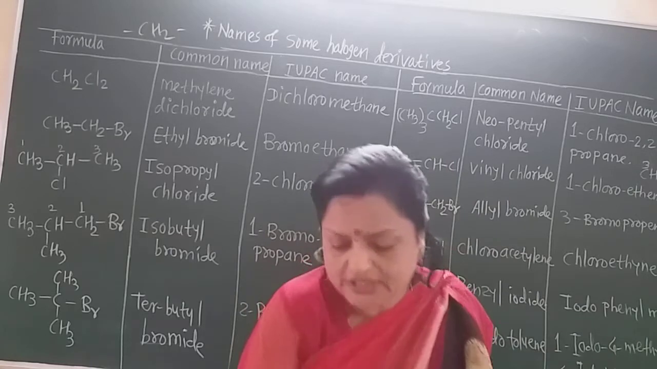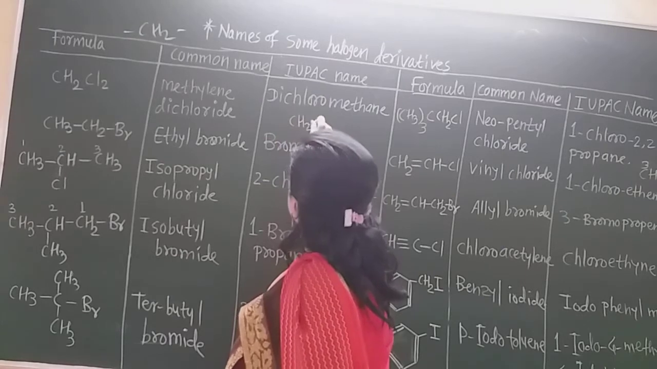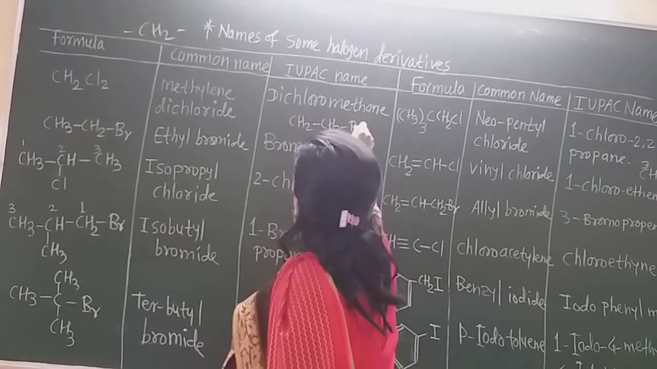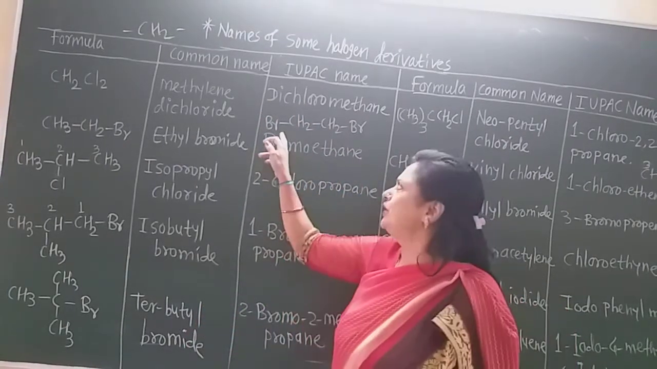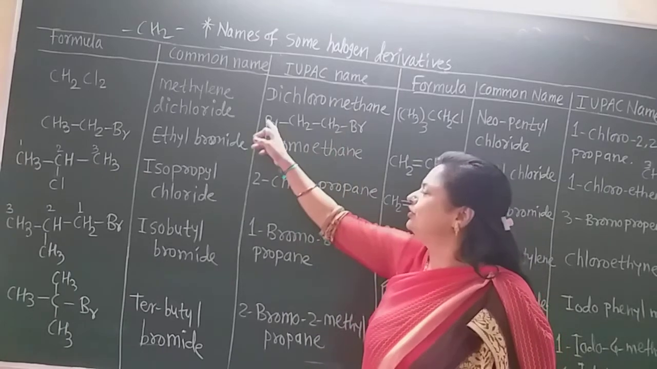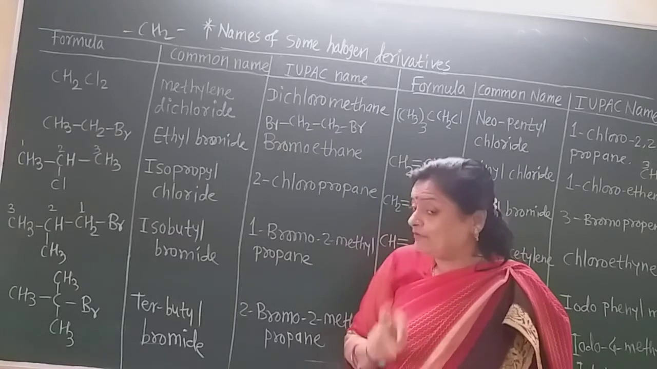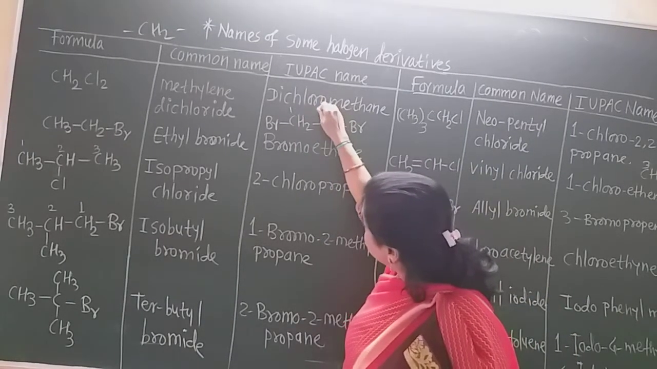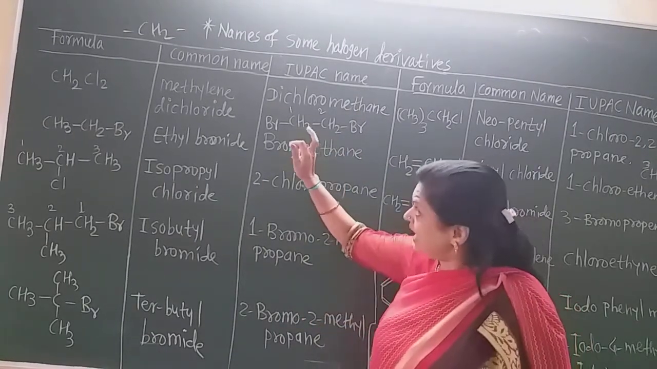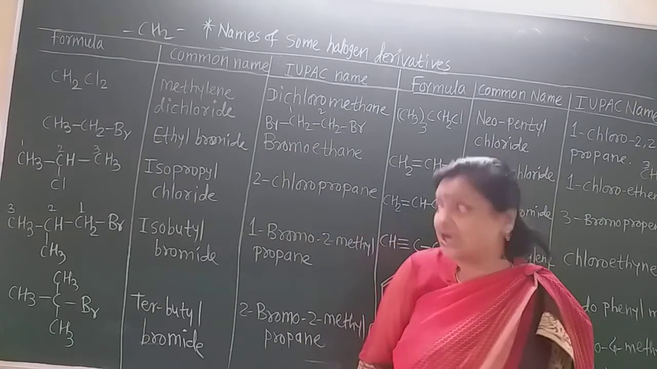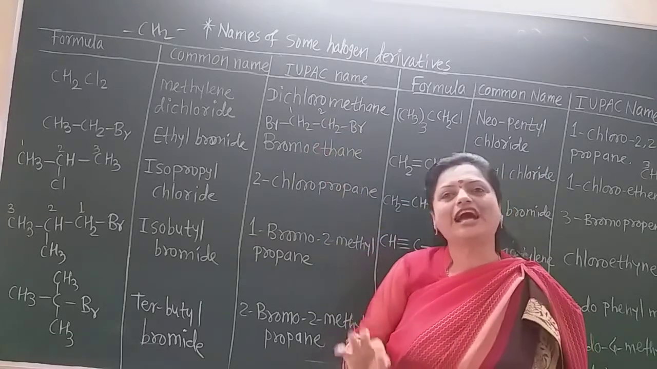But suppose such a situation is there, CH2, and one hydrogen from each of the carbons is replaced by two halogen atoms. This is also a dihalogen derivative, but we cannot give the name as dibromoethane. What name must we give? By giving the numbering here. You can give numbering from this side also, because both sides are equal. So the IUPAC name of this haloalkane becomes 1,2-dibromoethane, and not only dibromoethane.